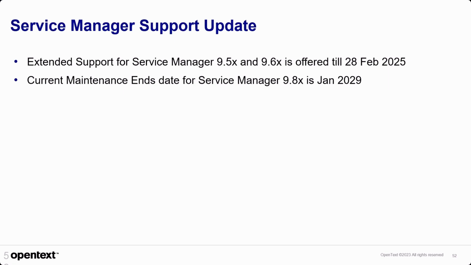And for Service Manager 9.8x, since this is a new minor release, we will get at least 5 years current maintenance for this new minor branch. Therefore, once we have Service Manager 9.80 released in January, actually around the end of next week, the current maintenance end date for Service Manager 9.8x will be around January 2029. So at least 5 years current maintenance for this new minor branch.